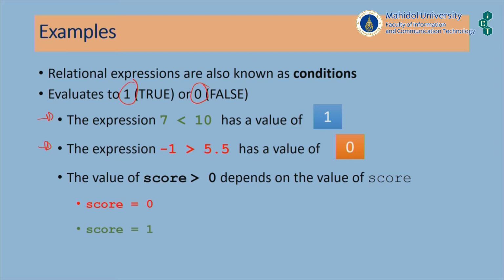How about this one? Score more than 0. It depends on the value of the variable score. So if score equals 0, is 0 more than 0? Yes or no? No, 0 is not more than 0. 0 is equal to 0. If score equals 1, then 1 is more than 0, right? So you get the value 1 here.